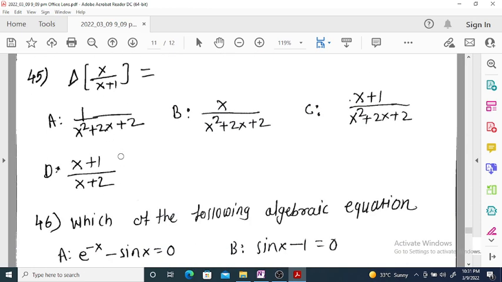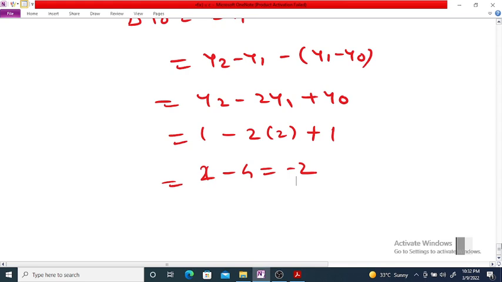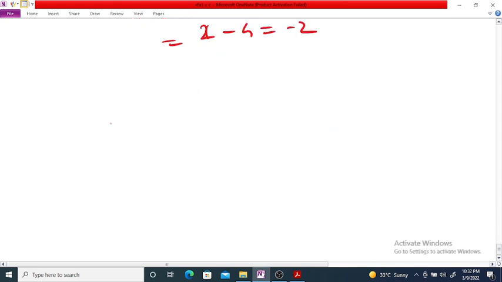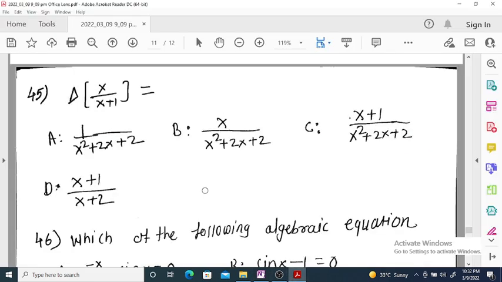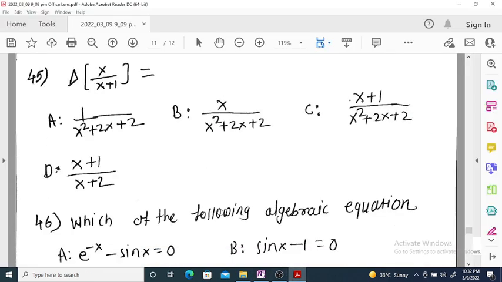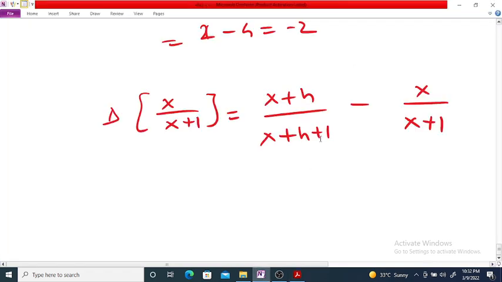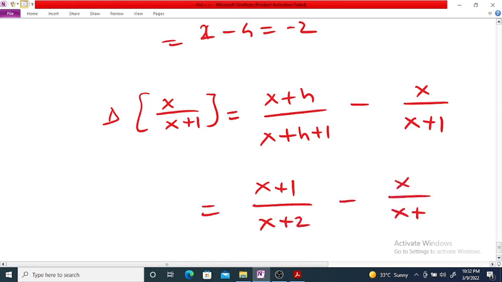Now delta of x divided by x plus 1. What is delta of x divided by x plus 1? Now this is equal to x plus h divided by x plus h plus 1 minus x divided by x plus 1. So here the difference is not given. Okay, take h is equal to 1 here. So this is equal to x plus 1 divided by x plus 2 minus x divided by x plus 1.